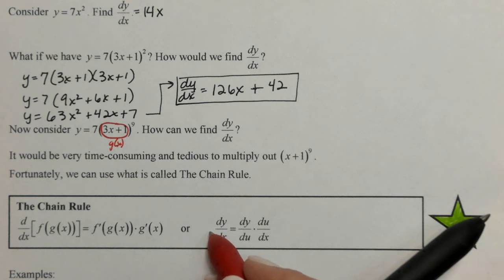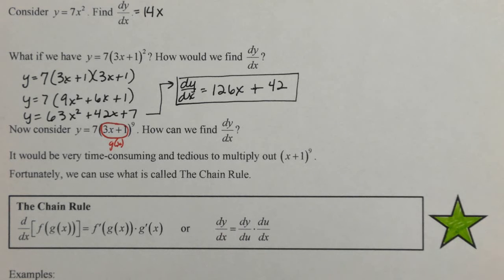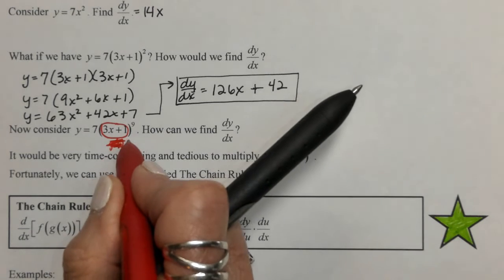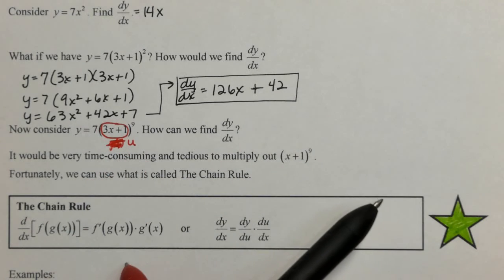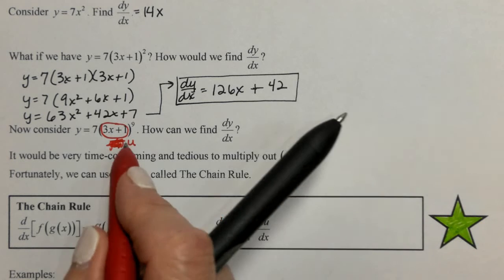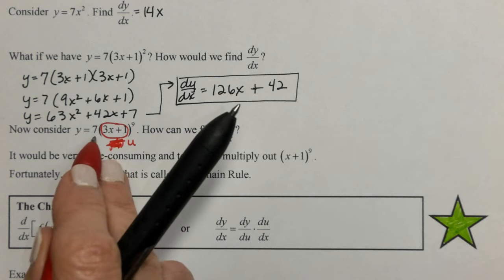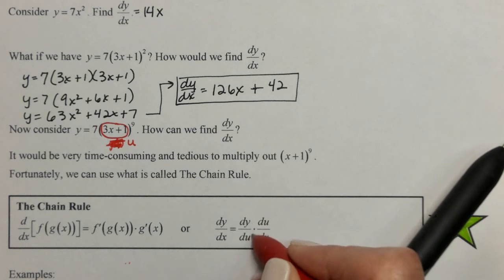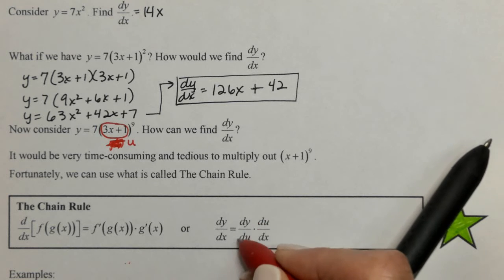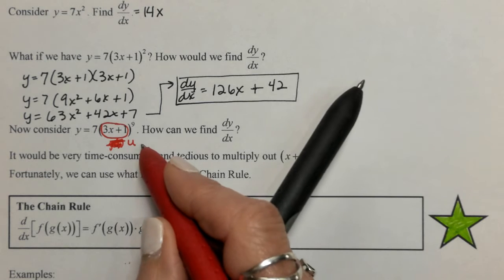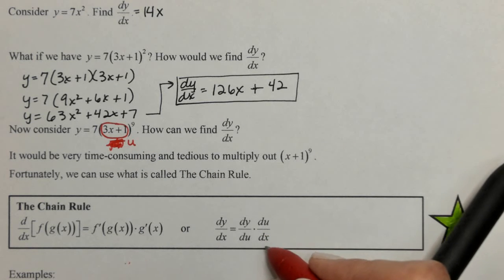Okay? Another way to think about that is, instead of thinking of this as a g of x, call it u, or some other letter. Nothing magical about the u. We can take the derivative of 7u to the 9th. That would be the derivative of y with respect to u. And then we would multiply by the derivative of u with respect to x.